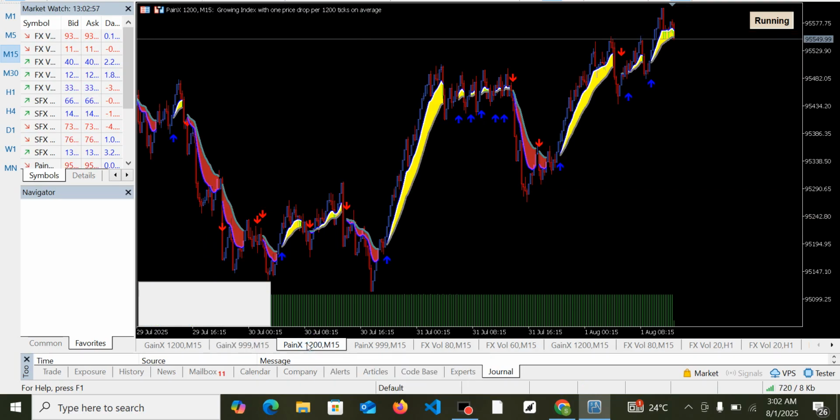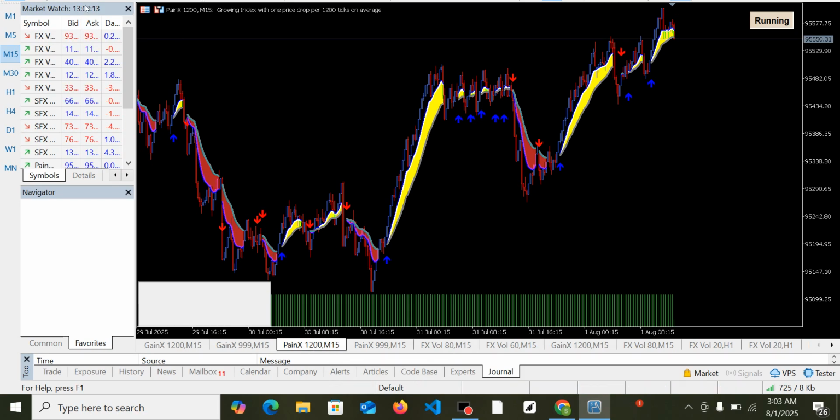Okay, now the next asset is going to be Paynex 1200. I'm just trying to show you all the assets just for you to know that this is really working. The trend trading strategy is really working for all the assets.